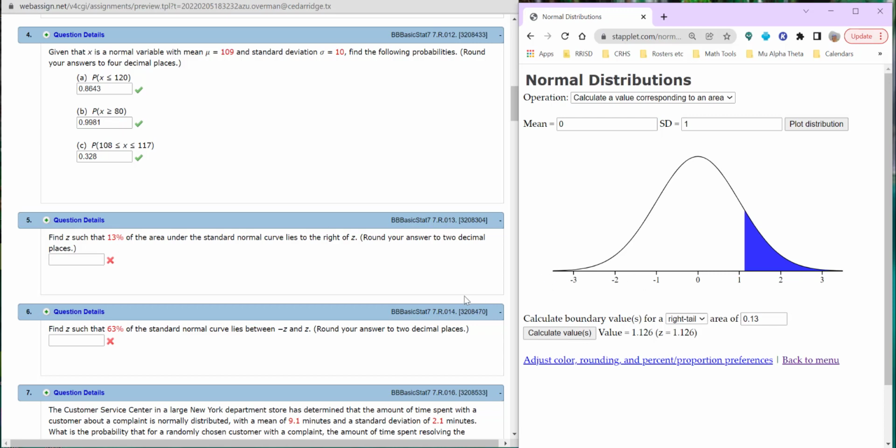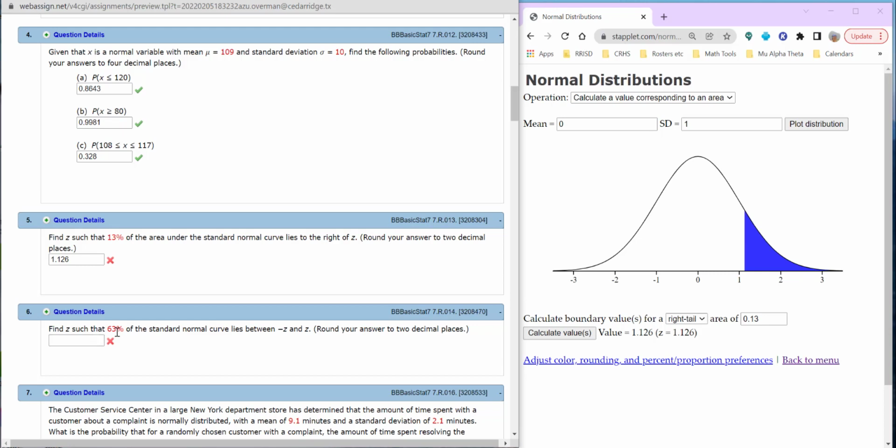Instead of 13%, you might have 15%. I don't know what your value could be. So my value is 1.126, which, by the way, when you're taking your test, it's going to be randomized as well, so you won't know. All right. I'll go ahead and do this one too.